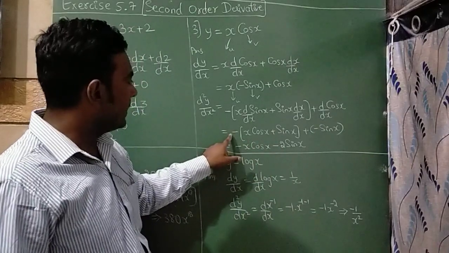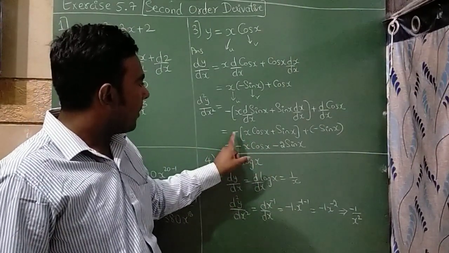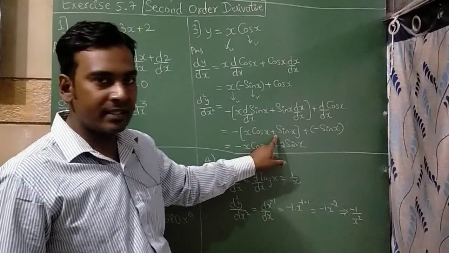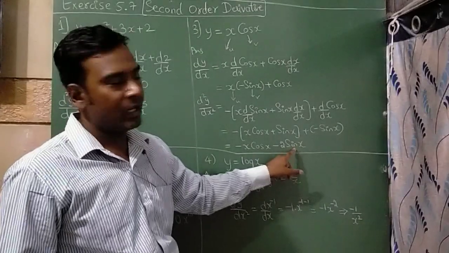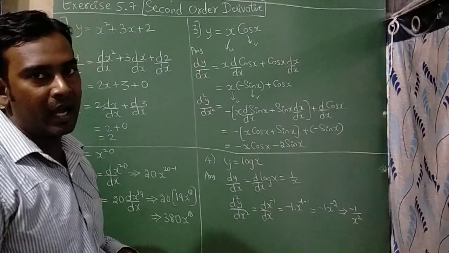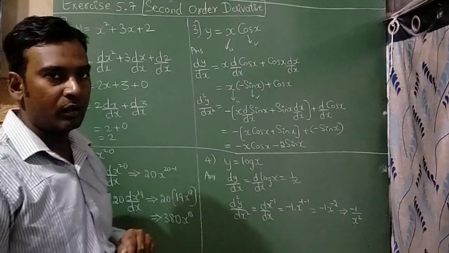Fine. Now take this minus sign inside this. So minus x cos x, minus into plus is minus, minus sin x will become minus 2 sin x. So this completes your third answer. Now let us move on to the fourth one. So y is equal to log x.